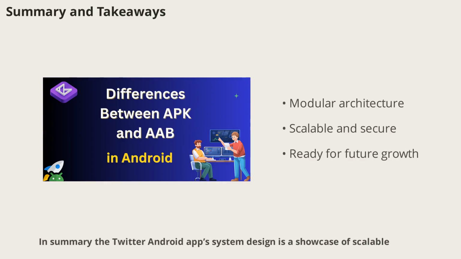Summary: the Twitter Android app system design is a showcase of scalable modular architecture. By separating microservices, leveraging caching, and using messaging queues, the platform supports millions of users with high performance and reliability. Security, scalability, and real-time responsiveness are at the core of every decision. As technology evolves, Twitter's architecture is ready to adapt and grow, ensuring a seamless experience for users worldwide.